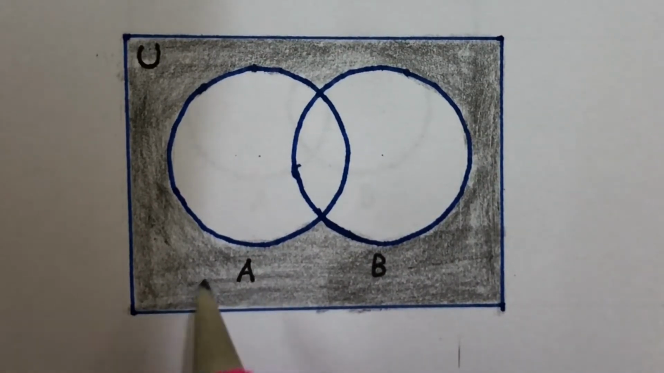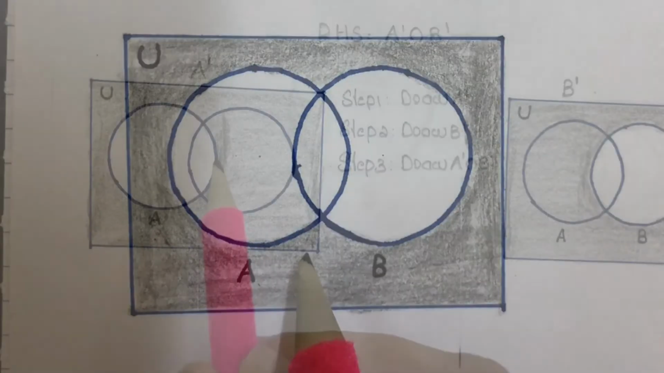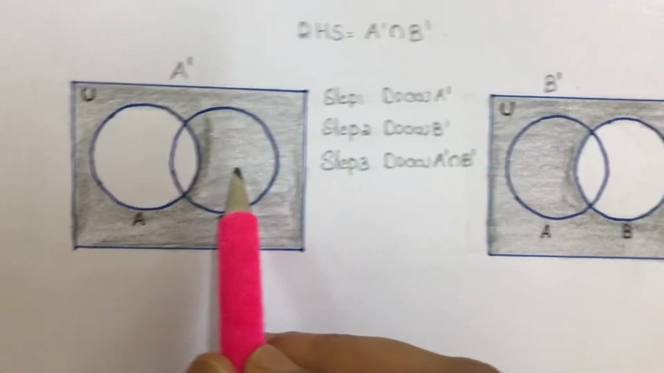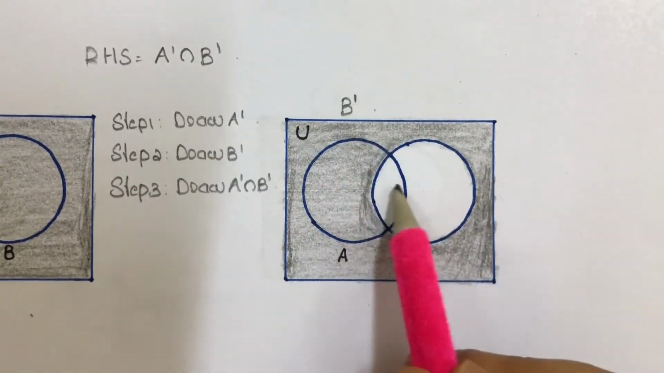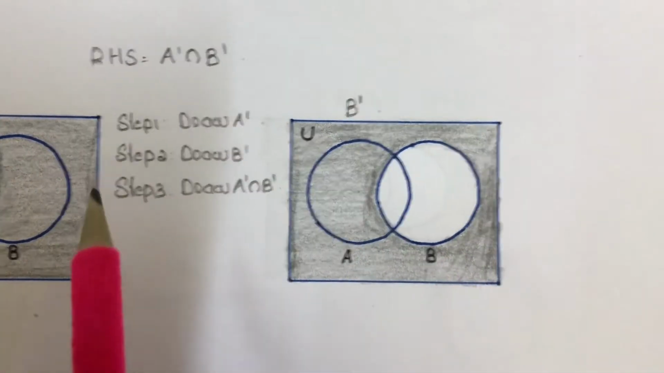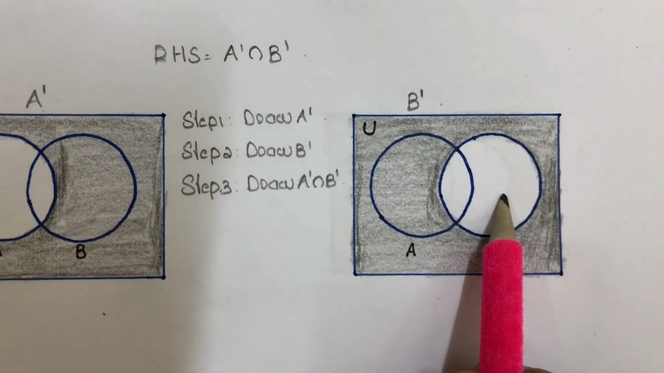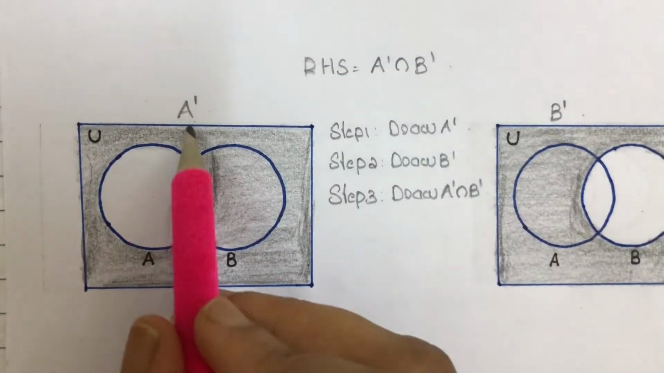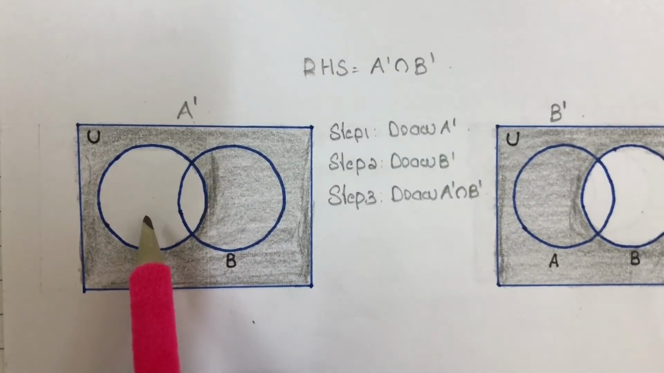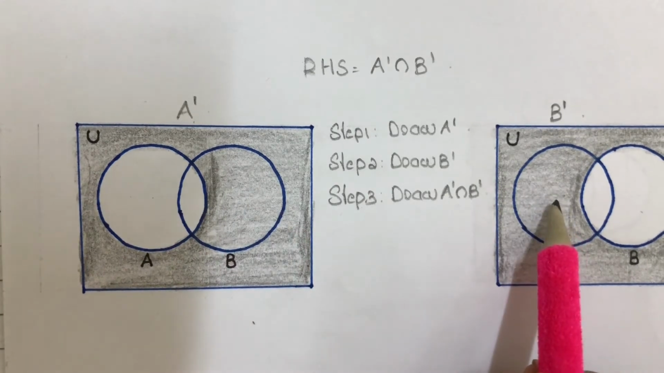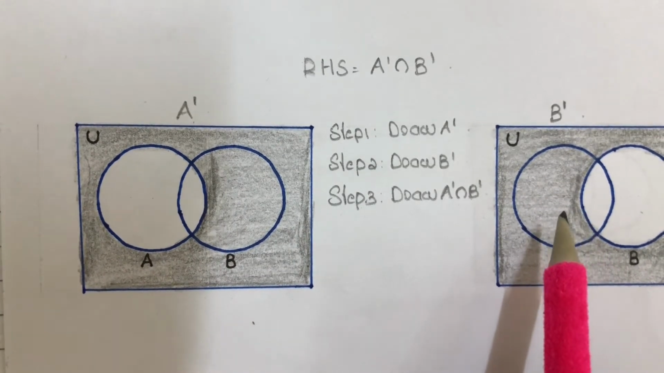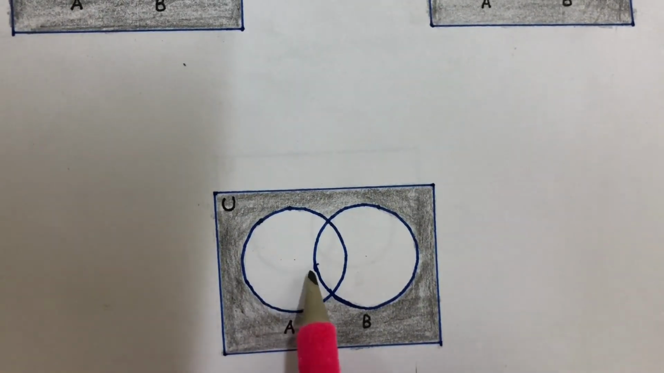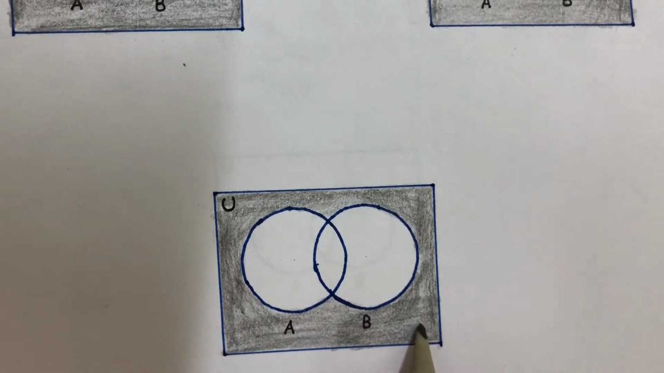Now let's check, is there any other area common in both the sets? In A complement, this portion is shaded, but in B complement, this portion is not shaded, meaning this portion is not common. Similarly, in B complement, this area is shaded, and in A complement, this area is not shaded, which implies this is not a common area. So A complement intersection B complement will be this area.